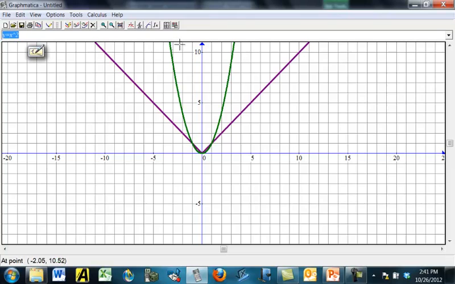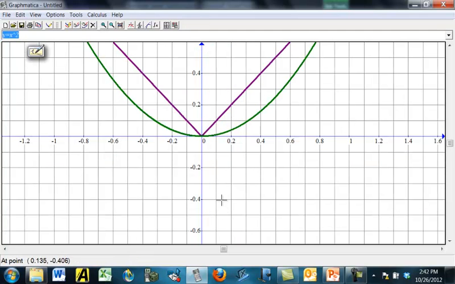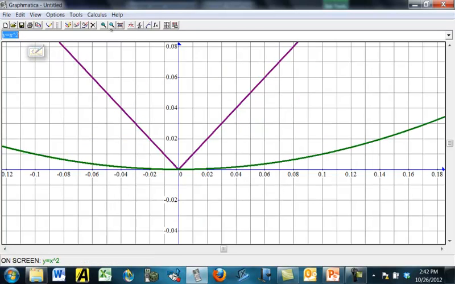Okay, in a way they're both similar. They're both decreasing in the second quadrant, increasing in the first quadrant. They both have origin symmetry. They both have a minimum here at the origin. But there's a significant difference here. When you zoom in close here, notice that this y equals x squared doesn't look like it's got any kind of a corner to it.